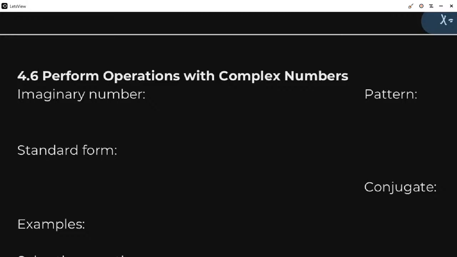So today I'll be going over 4.6, which is perform operations with complex numbers. So an imaginary number is the letter i, and I usually make it with a little tail so that I know it's an i and not a 1 when I'm writing. And this equals the square root of -1. The standard form is a plus bi. So you want to write your real number first and then the imaginary number second.